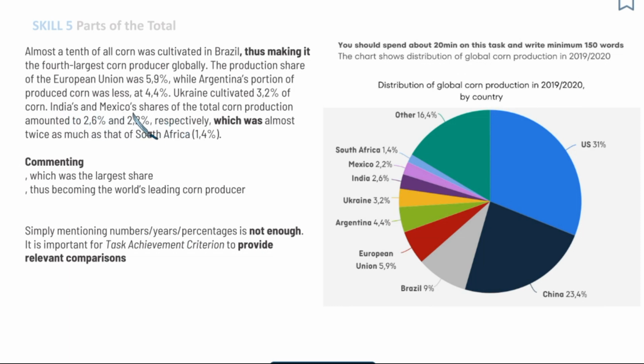So again, you mentioned some information. India's and Mexico's shares amounted to this number and this number, which was almost twice as much as that of South Africa. So you mention information and you comment on this information. So if you use these structures, not only will you write coherent and connected sentences, but also you will produce grammatically complex sentences. So these structures are really good and I really recommend you to pay attention to them.